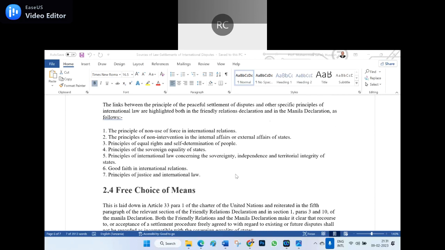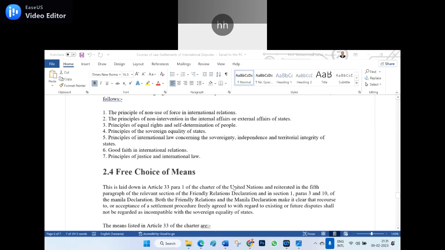Number one, UN Charter. Number two, General Assembly. Number three, Declaration of the Friendly Relations. Number four, Manila Declaration. Is it clear? Yes, it's clear. See, I have given you the nutshell. You can write for each one at least two or three lines, enough. You need not remember which resolution, which chapter. It cannot be that easy even for me.